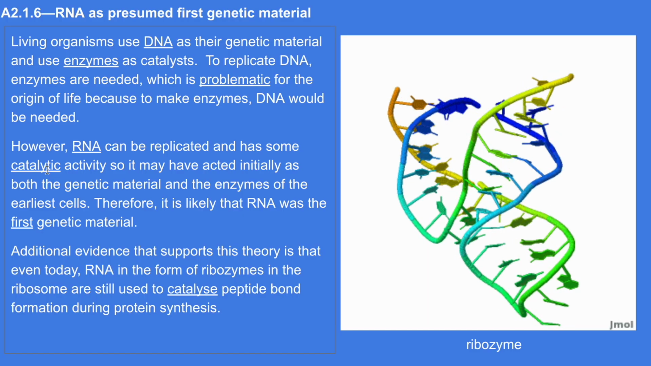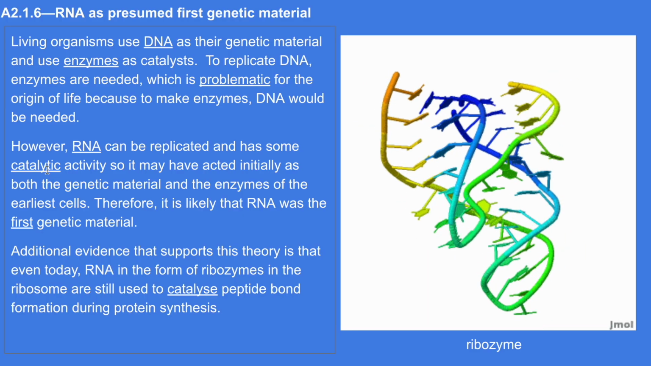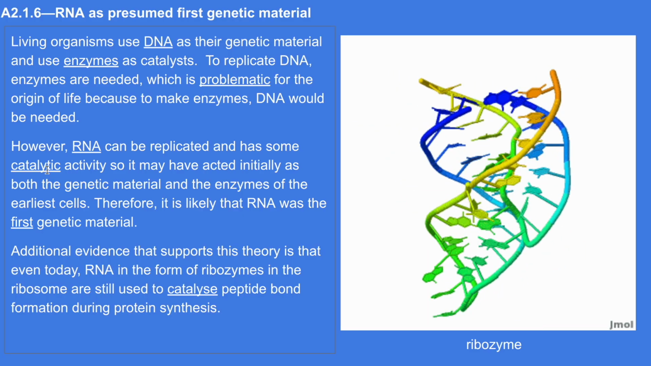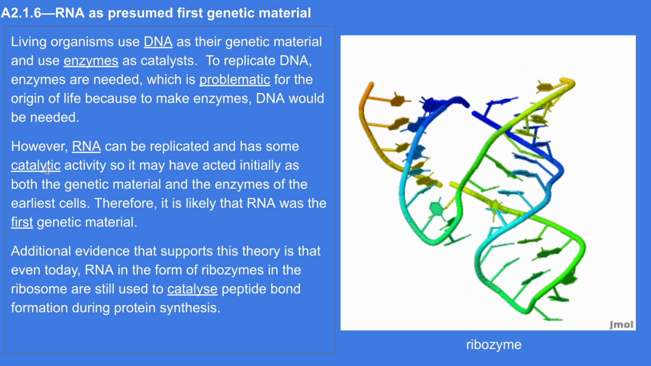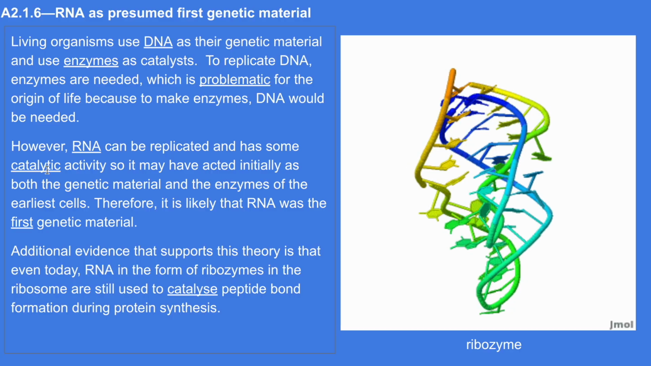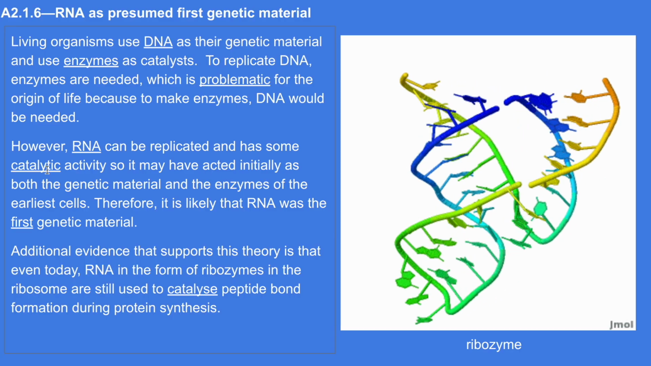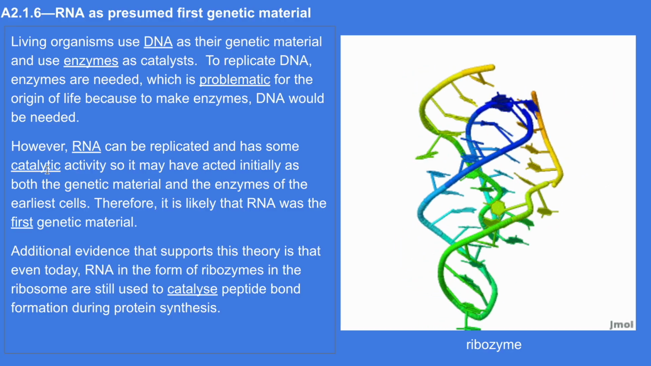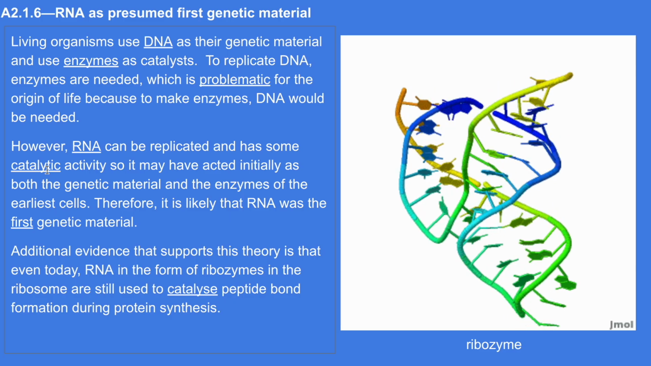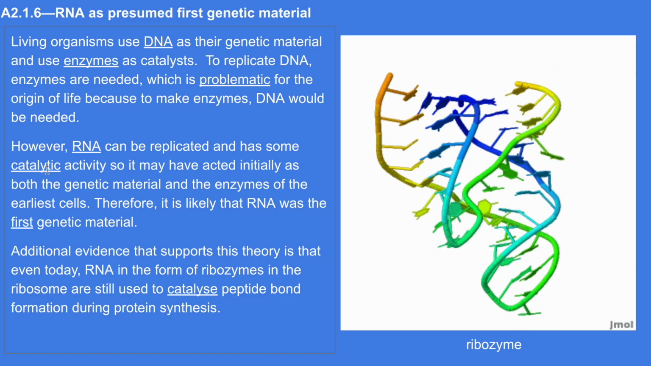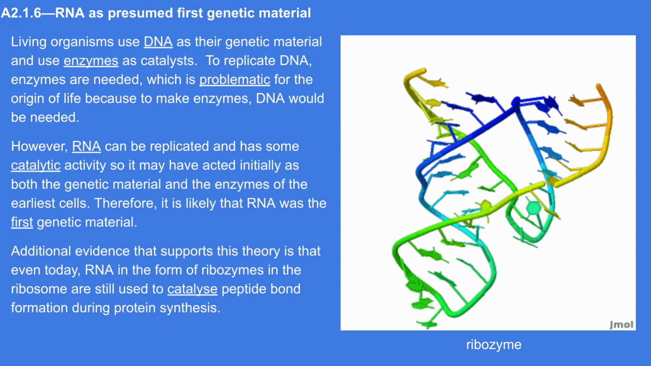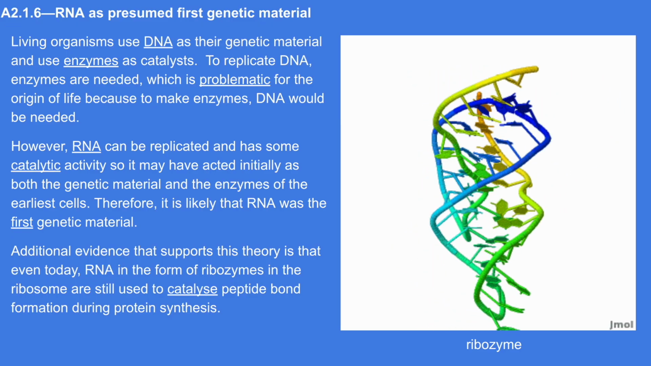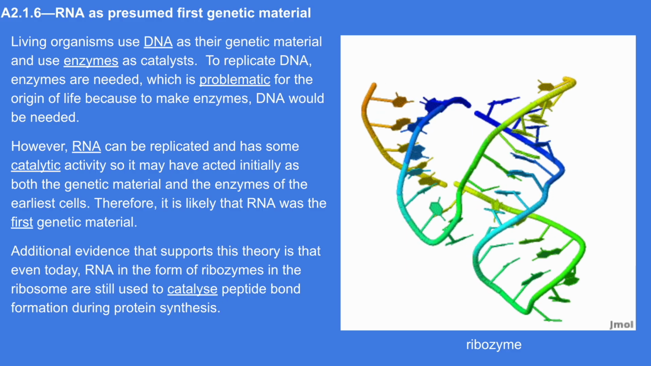And so if RNA was the initial genetic material, that helps overcome both challenges 3 and 4. It may have acted initially as both the genetic material and the enzymes of the earliest cells. Therefore, it's likely that RNA was the first genetic material. Additional evidence that supports this theory is that even today, RNA in the form of ribozymes, seen here in the ribosome, are still used to catalyze peptide bond formation during protein synthesis.